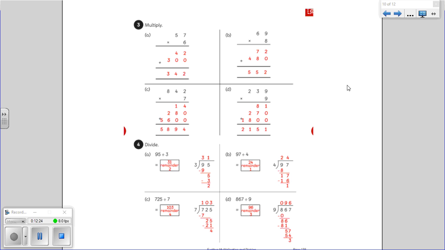Okay, and then the second page. So hopefully you remembered those key steps where we times the ones, we times the tens, and then we add those answers back together. Okay, and then for divide, we're using this long division method. Okay, if you used a slightly different method, then that's absolutely fine, as long as we've got this correct answer. Okay, well done, because some of these were really tricky.